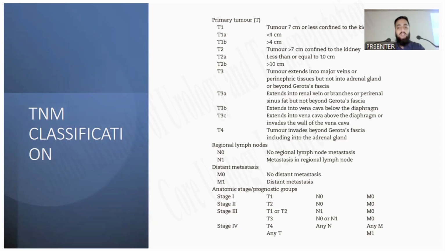Regional lymph nodes. N0, no regional lymph node metastasis. N1, metastasis in regional lymph nodes. Distant metastasis. M0, no distant metastasis, and M1, distant metastasis present. Anatomic stage and prognostic groups. Stage 1 includes T1, N0, M0. Stage 2 includes T2, N0, M0. And stage 3 includes T1 or T2 with N1 but M0, or T3 with N0 or N1 and M0. Stage 4 includes T4 with any N, or any T with M1.